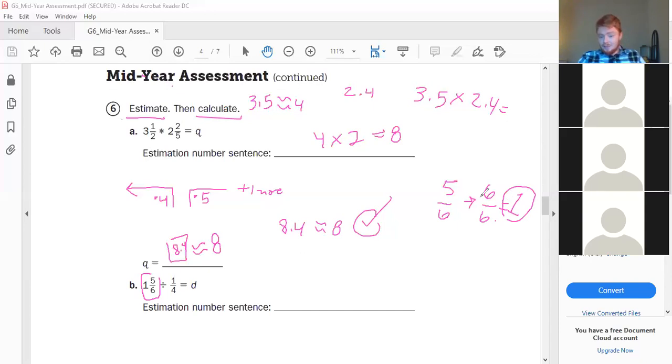So 5/6 is close to 6/6, which means we know that that's close to 1. So 1 plus 1 is 2. So we can estimate that to a 2, all right?